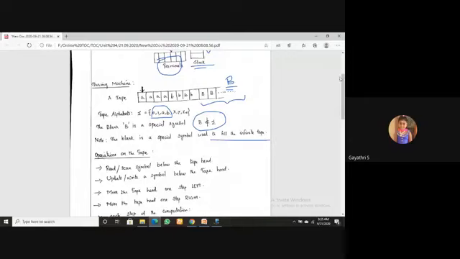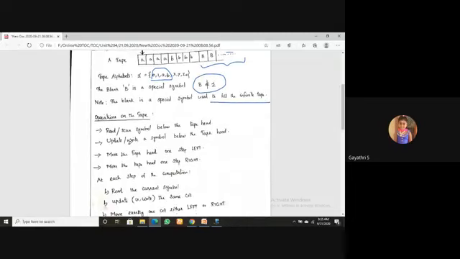Okay, what are all the operations on the tape? A tape has its head, and it starts from the leftmost first symbol. It reads or scans a symbol below the tape head, updates or writes a symbol below the tape head, moves the tape head one step left, or moves the tape head one step right. So these are a few operations.